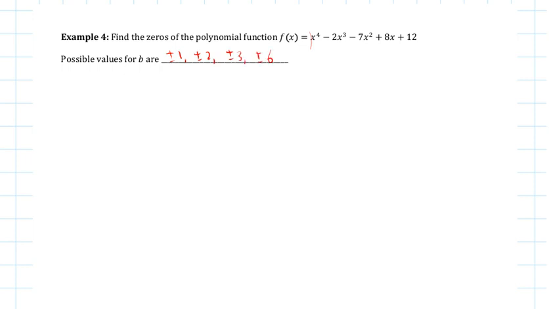Start with the lowest numbers. I'm going to start with f at negative 1. It's going to take you some time to figure them out, but that's fine. So it's going to be negative 1 to the power of 4 minus 2 times negative 1 to the power of 3 minus 7 times negative 1 squared plus 8 times negative 1 plus 12. If I do the math here, I end up with 0. So x plus 1 is a factor.